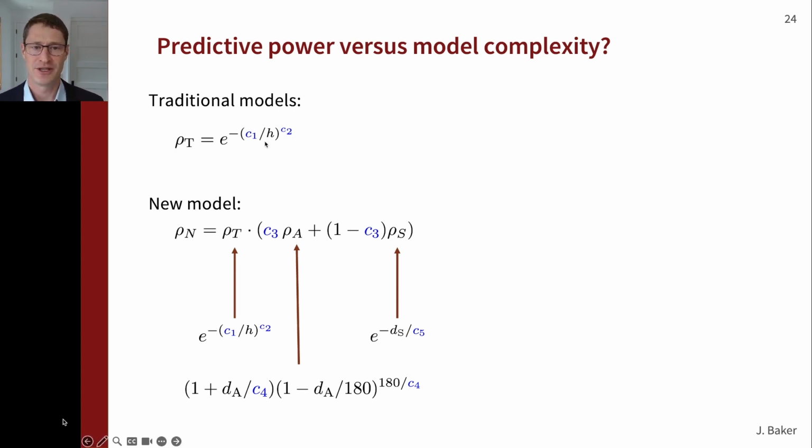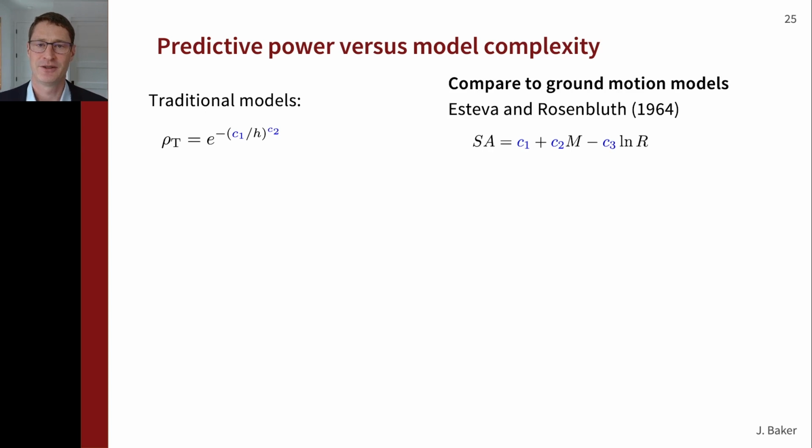In the traditional model, we just have 2 model parameters, the C1 and C2. With this new model, we've got 5 parameters to be fit. And there's questions about, could we overfit, and is the extra complexity actually justified by signal we see in the data? So first I want to talk about a comparison to the broader ground motion modeling world.